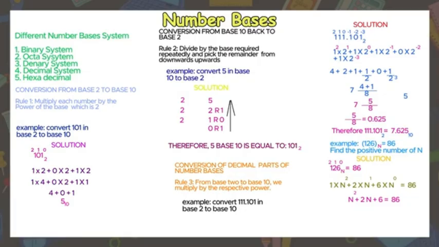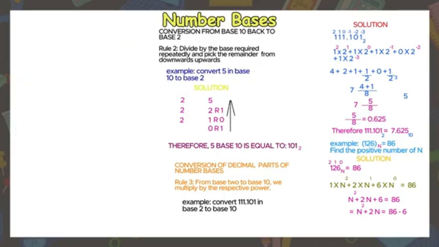N raised to power 0 here is 1. 6 multiplied by 1 is 6, plus 6 equals 86. That means we now have an equation. We collect like terms. First, that will be n squared plus 2n equal to 86. When this one goes over, it becomes minus 6. That means we are having n squared plus 2n equal to 80.